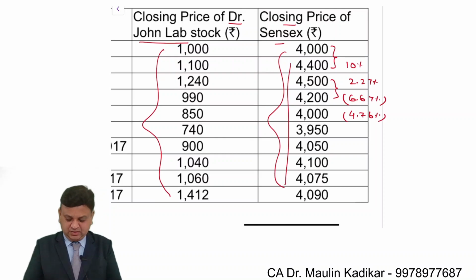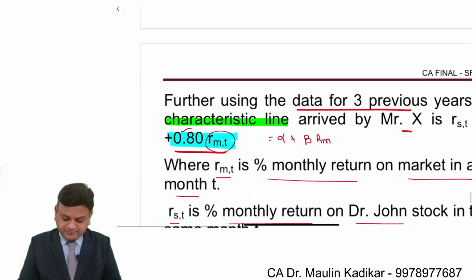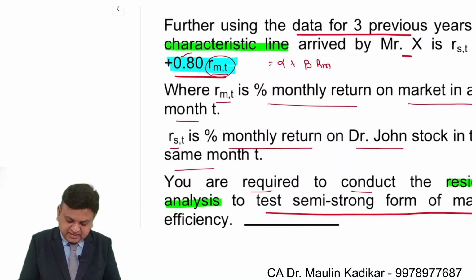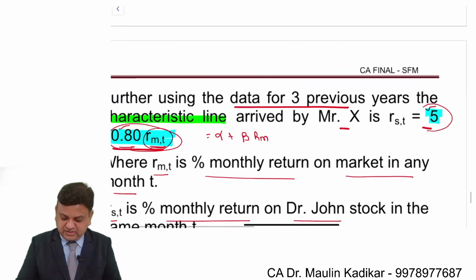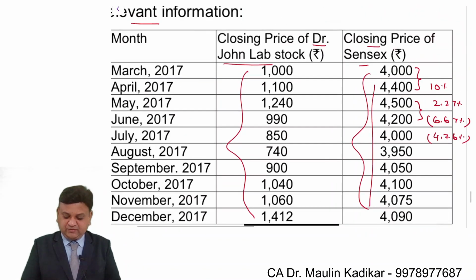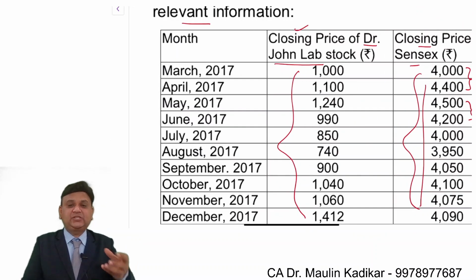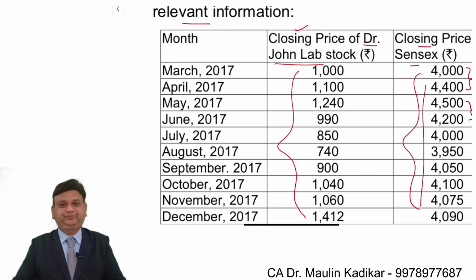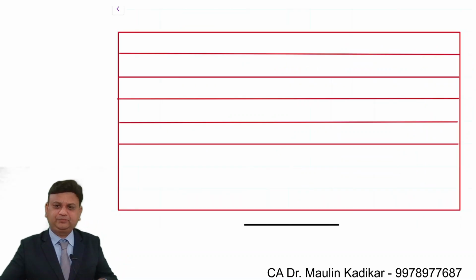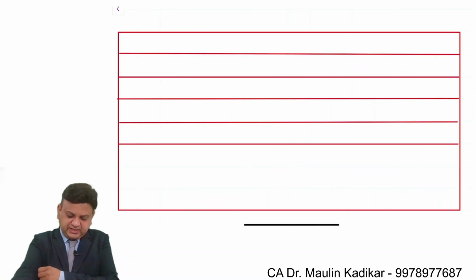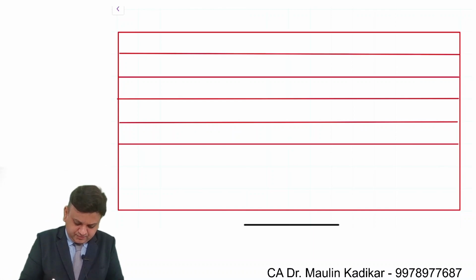Listen carefully. What will happen? Whatever return the market has given, multiplied by beta, this value will be added to 5% to compute the return that the security should actually generate based on the risk of the security. Do not write anything, just let me explain.